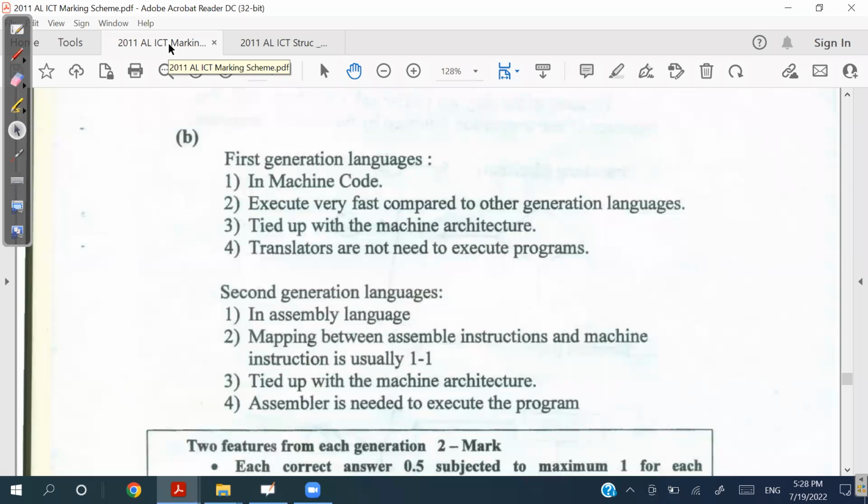When it comes to the second generation language, second generation means the assembly language. One line of assembly language is mapped into one line of machine language. That means a one-to-one translation happens. Again, this is tied up with the machine architecture, which means it depends on the machine. And importantly, it needs a translator called an assembler to translate the assembly language into ones and zeros.